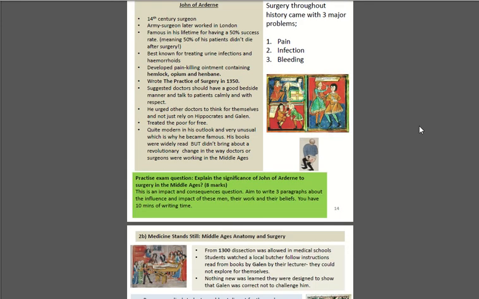Have a go at this practice question. It's an 8-mark question, so you'll need to write at least 2 paragraphs. You have about 10 minutes of writing time for this question. See if you can have a go at it.